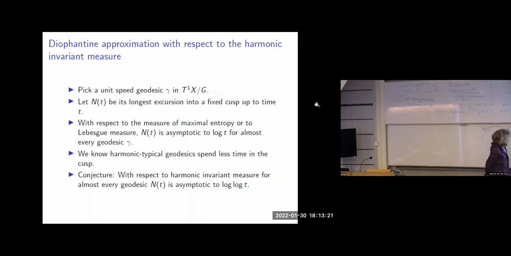And a conjecture that I made, based on pretending I'm a physicist and that everything is independent, is that for almost every geodesic with respect to this harmonic invariant measure, n of t is asymptotic not to log t, but to a smaller multiple of log t. And I have some heuristics on how to prove it. So I think this is a good problem for a student. I mean, this isn't a sure thing, but I think it would be an interesting problem, which is somewhat accessible. Okay.